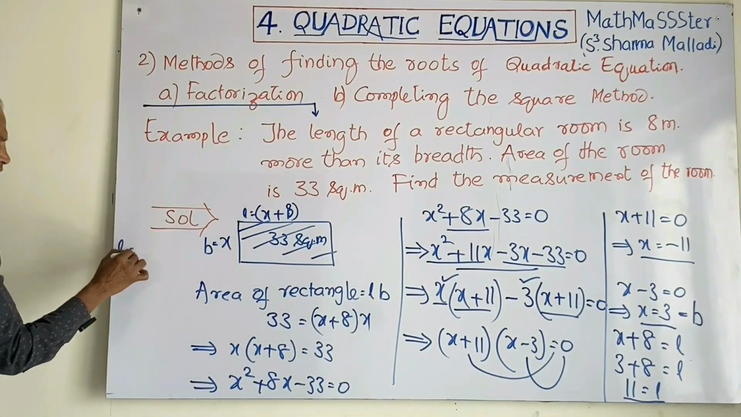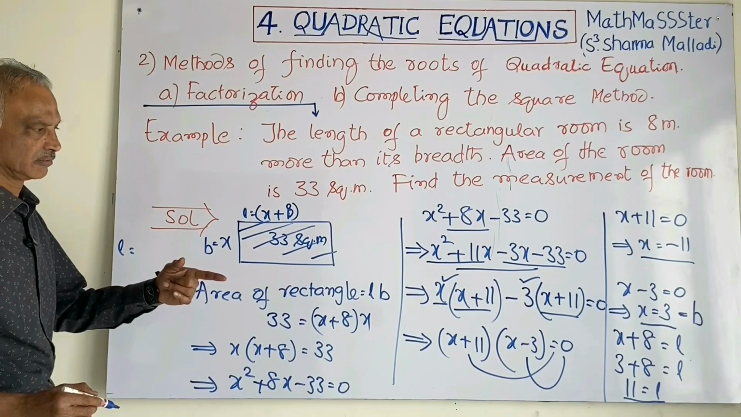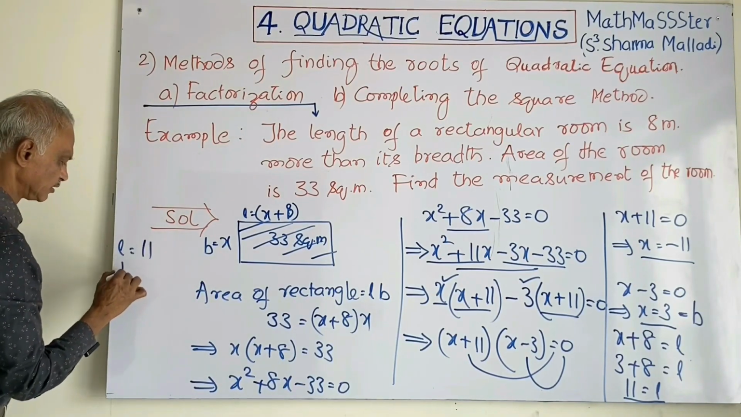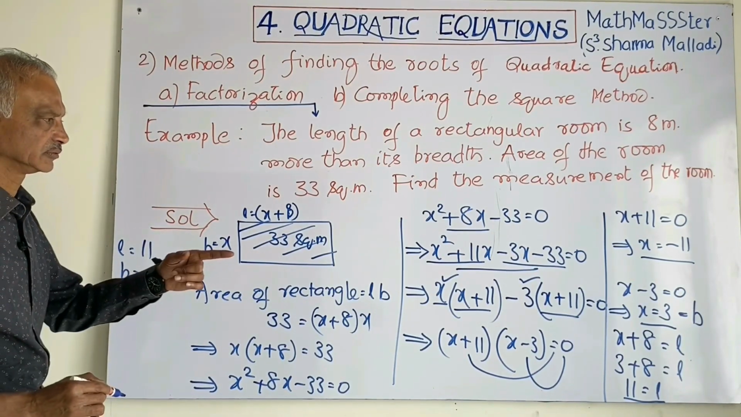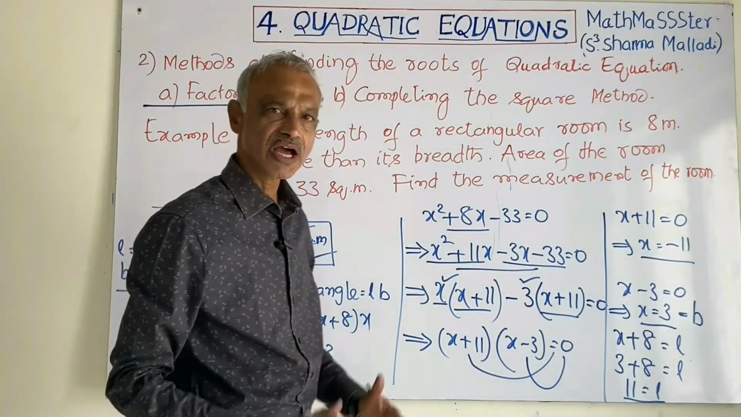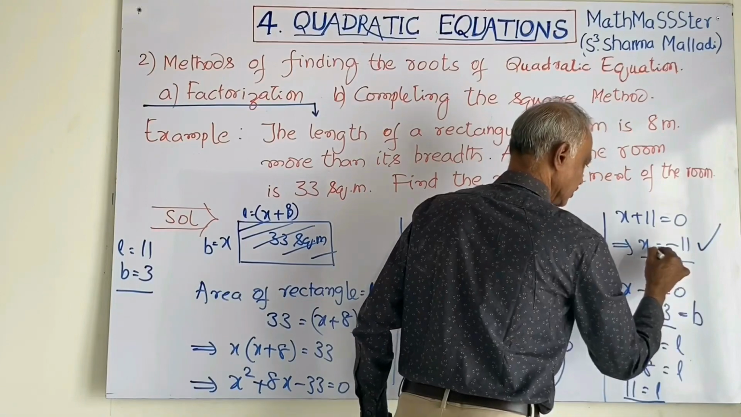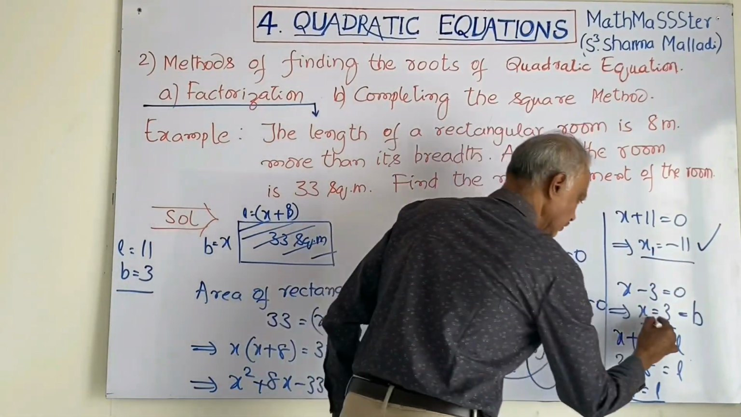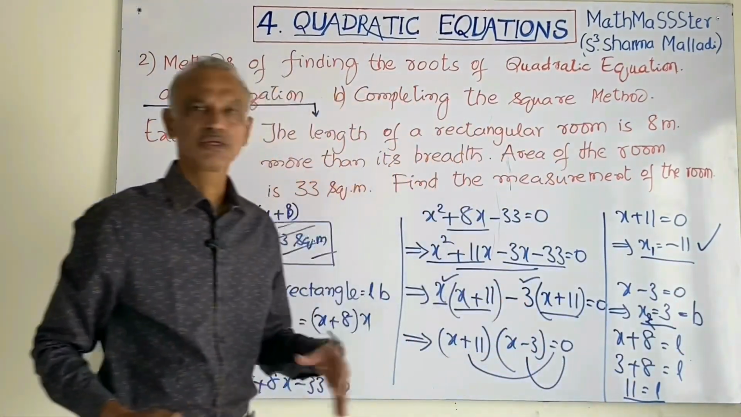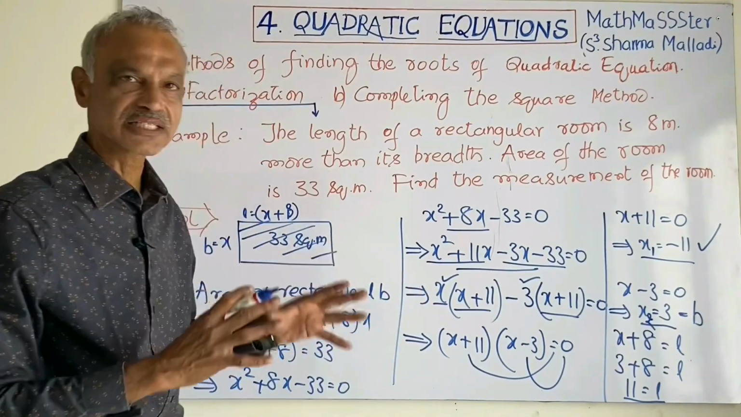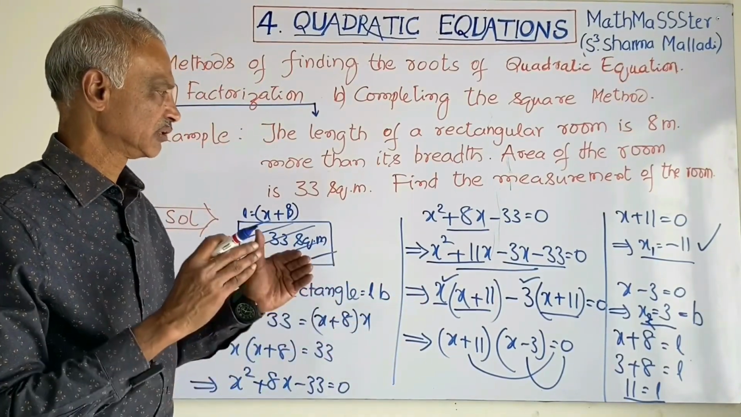Length you will get 11 and breadth you are getting 3. We have found two roots, two zeros. One is x1. What is another root? x2. You got x1 is minus 11 and x2 is 3.